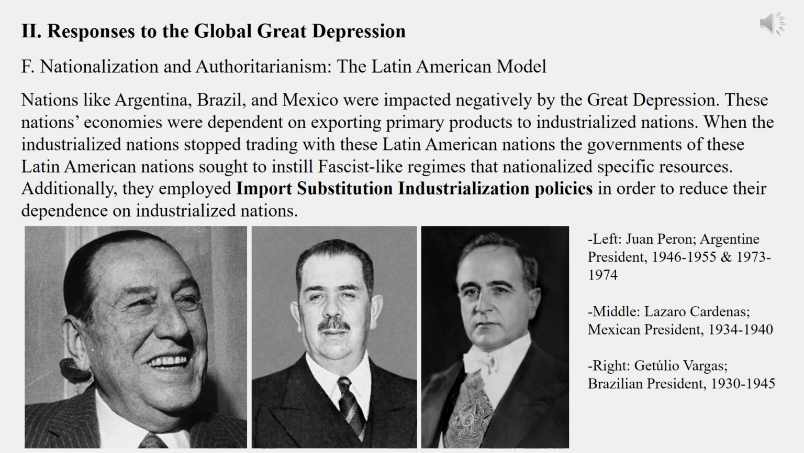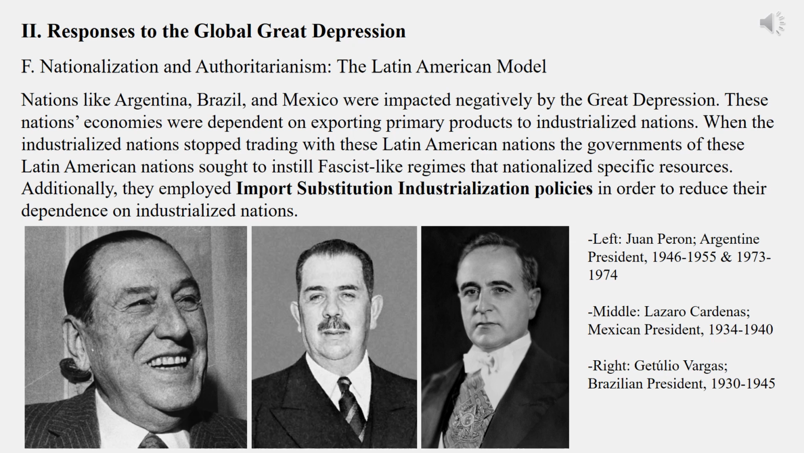When the industrialized nations stopped trading with these Latin American nations, their governments sought to instill fascist-like regimes that nationalized specific resources. Additionally, they employed import substitution industrialization policies in order to reduce their dependence on industrialized nations. Argentina's leader Juan Perón, pictured in the bottom left of this slide, nationalized fossil fuels like coal and petroleum, airlines, banking systems, and infrastructural work to wean Argentina from its economic dependency.